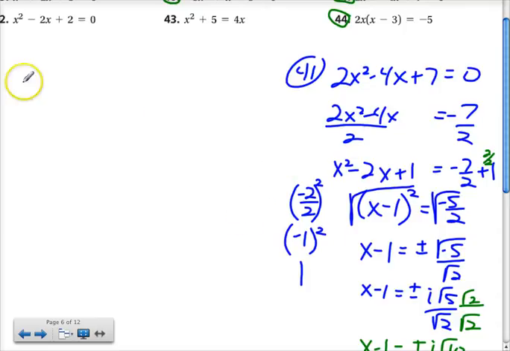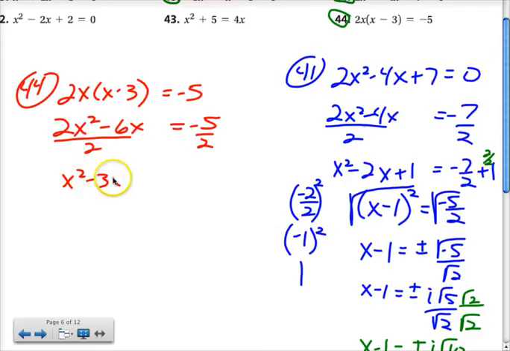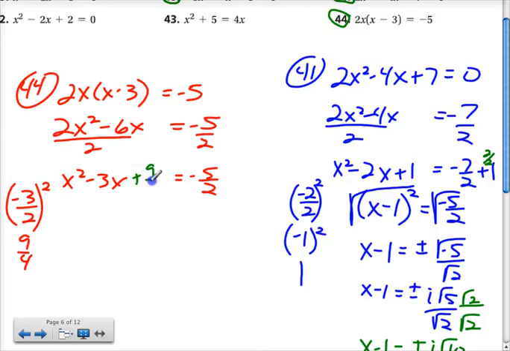All right, so number 44 is 2x times the quantity x minus 3 equals negative 5. We would want to distribute that and get 2x squared minus 6x equals negative 5. And like I said before, I'm just going to solve these by completing the square. We're getting a lot of imaginary answers, so I'm going to go ahead and divide both sides by 2. And then I have to take my b value, divide it by 2, and square it. So that will give me 9/4. So I have to go ahead and add 9/4 to both sides.